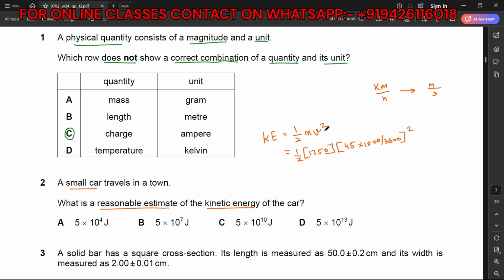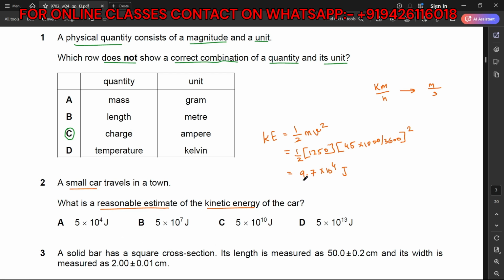And then because it is a square of the velocity, I'm going to square it up. Now, if I just plug in all these values into my calculator, half into 1250 and then 45 into 1000 divided by 3600 square, my answer is coming out to be 9.7 into 10 power of 4.